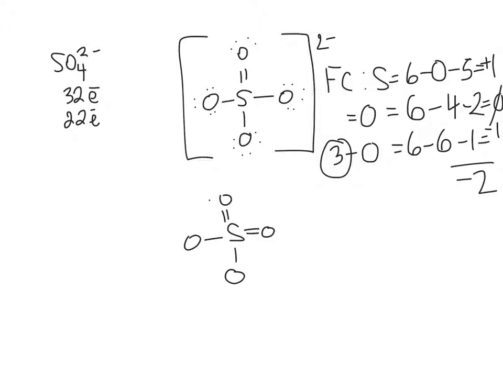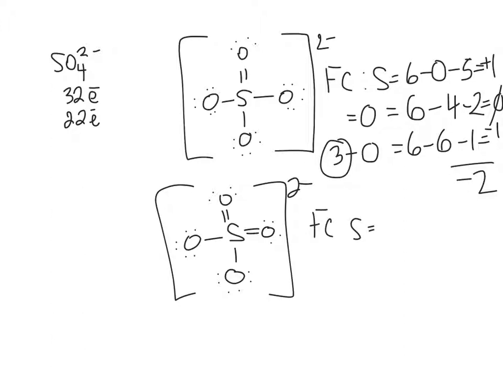If we do this, put 2 here, 2 pairs here, 1, 2, 3, 4, 5, 6, 1, 2, 3, 4, 5, 6. Now we have 32 electrons to place. So we've got 2, 4, 6, 8, 10, 12, 14, 16, 18, 20, 22, 24, 26, 28, 30, 32. So we've used up all our electrons. So that's good.